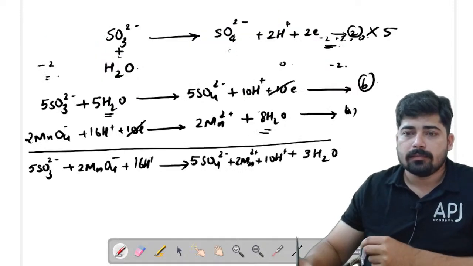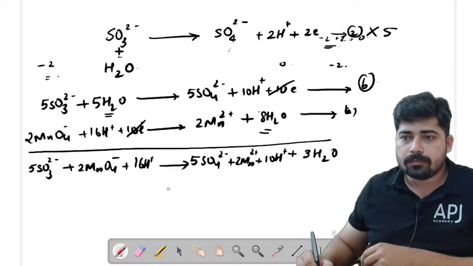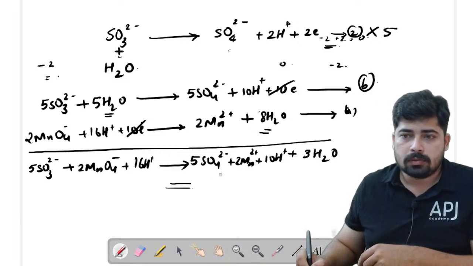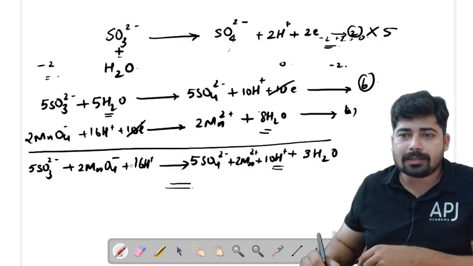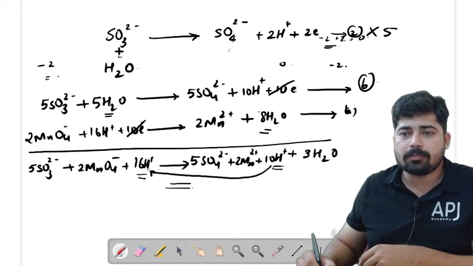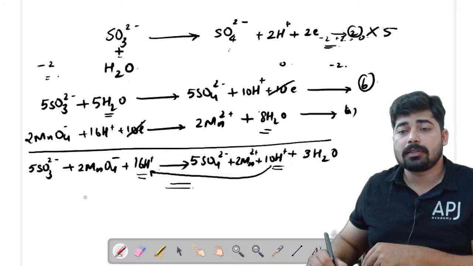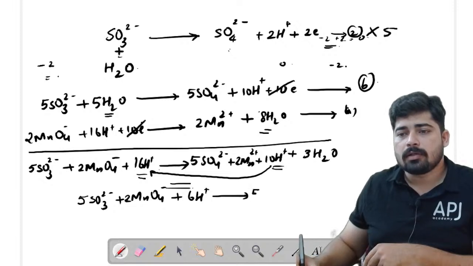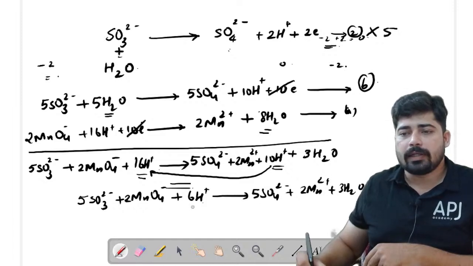Okay, so hope this is clear, students. There is 10H+ on the RHS and 16H+ on the LHS. You can take this to here, so that it becomes 16H+ minus 10H+, that means 6H+. So 5SO3 2- plus 2MnO4- plus 6H+, giving 5SO4 2- plus 2Mn2+ plus 3H2O. So this is the final equation.